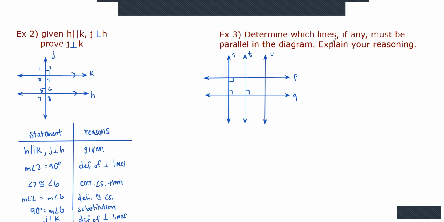The last problem is example 3. Determine which lines, if any, must be parallel in the diagram. So first of all, we know that angle S, this angle right here with line S and line T are both 90 degrees. So S and T must be parallel. P and Q are also parallel because these are both 90-degree angles as well, which means that these two lines are parallel. And that's it.